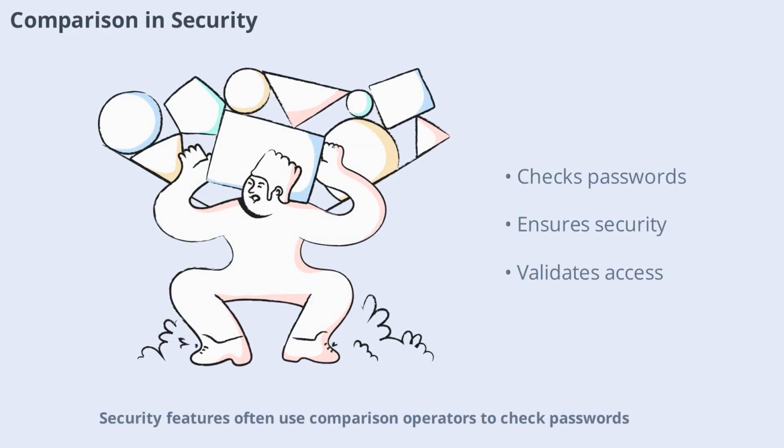Security features often use comparison operators to check passwords, access levels, and permissions. For example, you might compare a user's input with a stored password to allow access. This is a critical part of keeping your application safe.